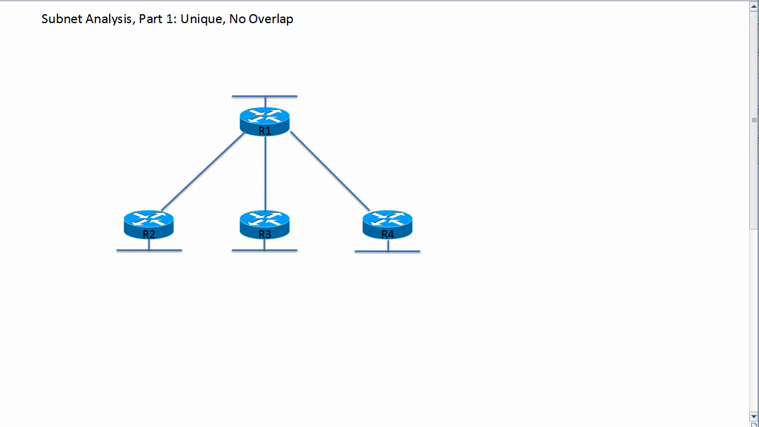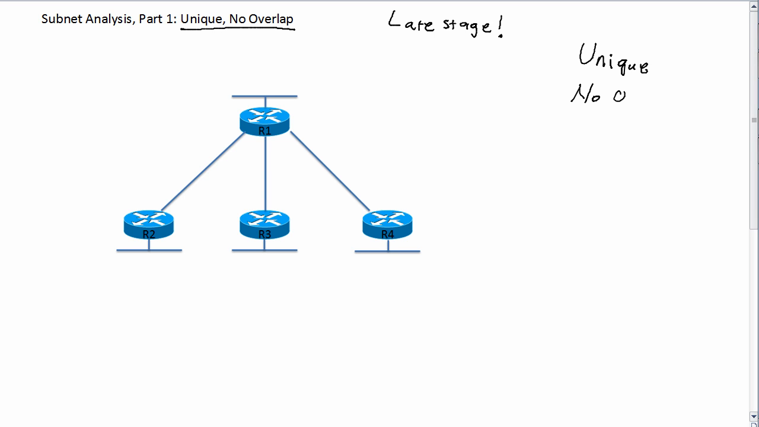This is Wendell Odom, and today we'll look at a late stage topic for IP subnetting for the CCENT and CCNA exams. In particular, how to analyze a network to determine if there are any problems. And in this video, we'll focus on figuring out whether the subnets as deployed are both unique and non-overlapping. They don't overlap their ranges of addresses.